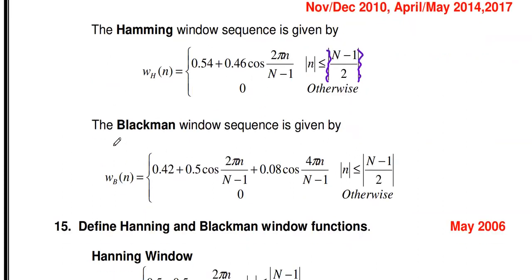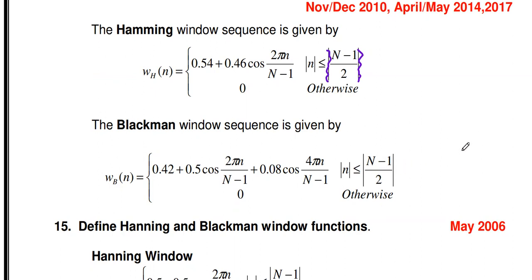And the Blackman window: what is the Blackman window sequence? wB of n is equal to 0.42 plus 0.5 cos(2 pi n by (N minus 1)) plus 0.08 cos(4 pi n by (N minus 1)) for modulus of n less than or equal to (N minus 1) by 2.